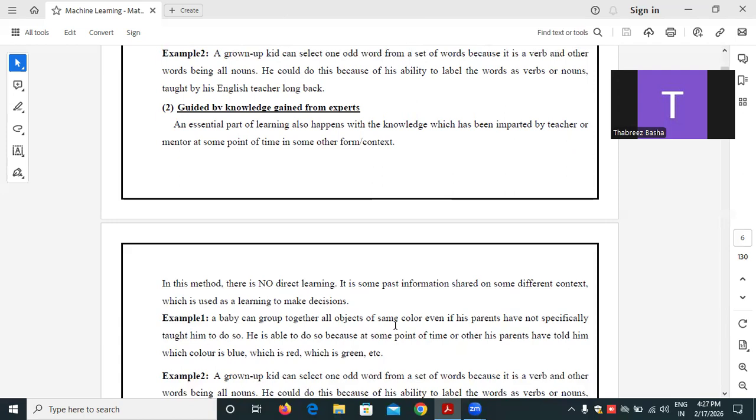Once parents explain that the thing or the product is a blue color or red color, kids observe and gain some knowledge about that product. So next time they easily identify that product. This is the best example of knowledge gained from experts. In this example, experts means parents or teachers.